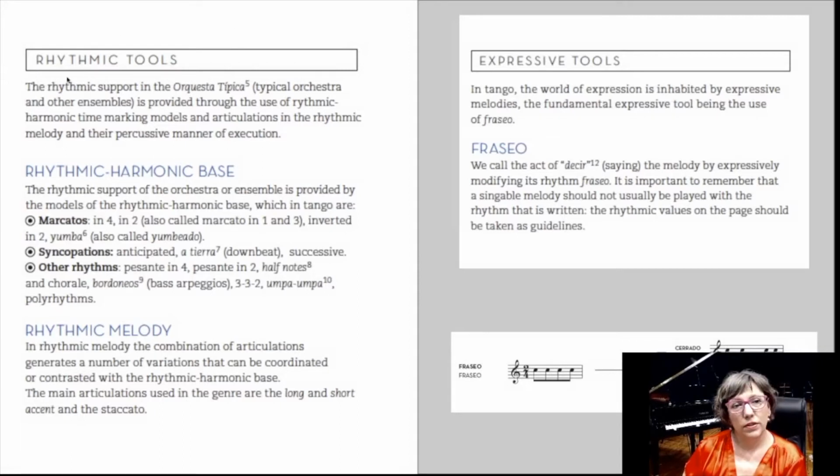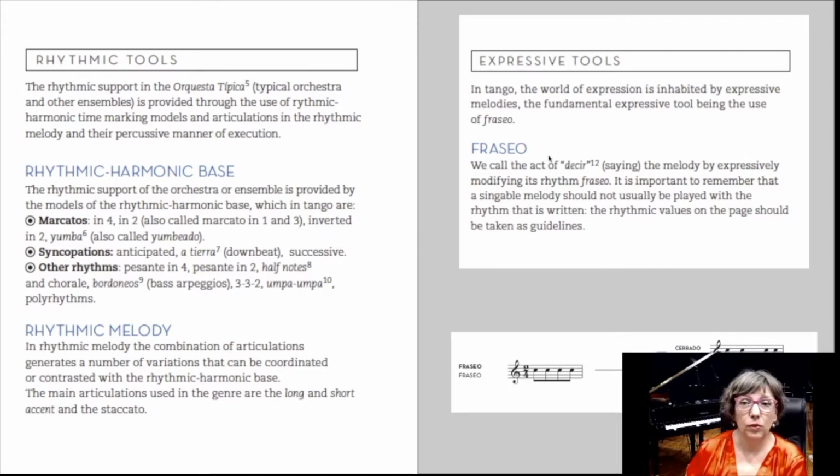For the rhythmic tools, we have two important elements. One is the rhythmic harmonic bass. This is the support of the orchestra. When we say orchestra, we can say any ensemble. So we have the rhythmic marking models that we will see now, marcato, syncopations, and other rhythms, and then we have rhythmic melodies. These two elements keep the rhythm of the music, determine the tempo, the changes of tempo, and the internal rhythm.